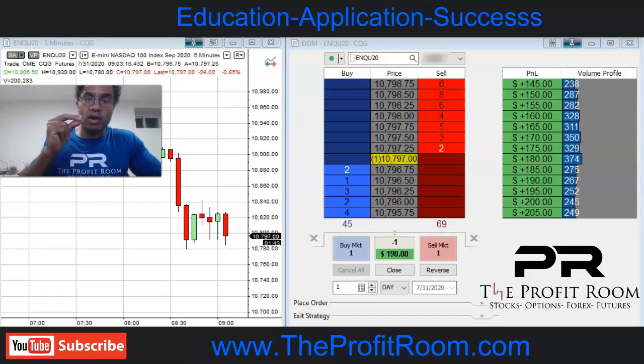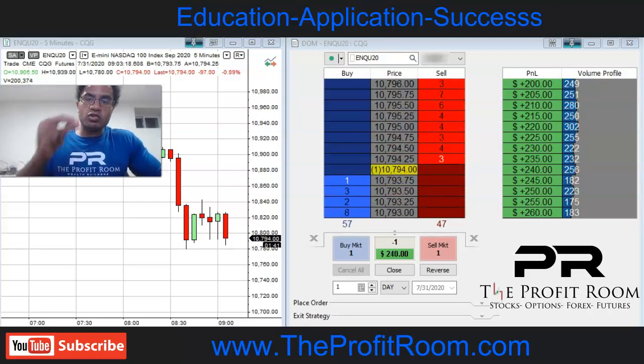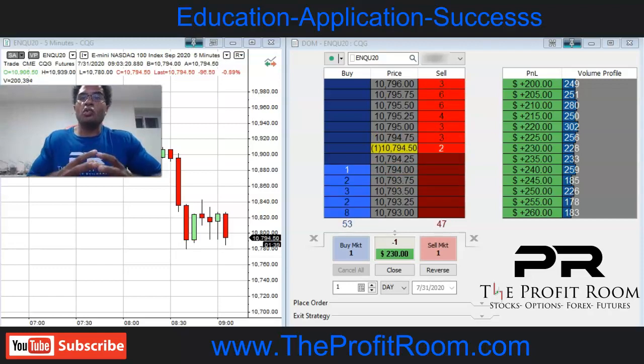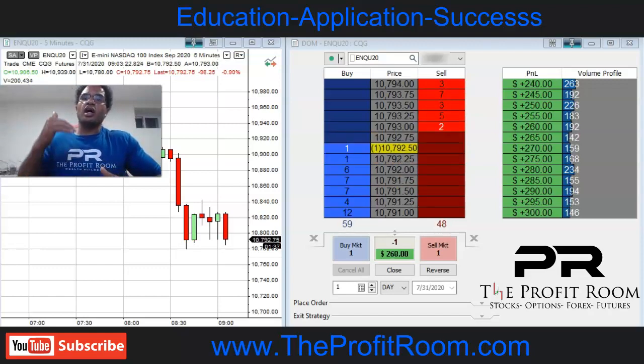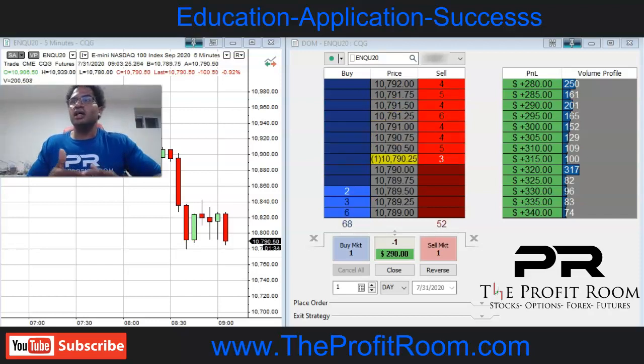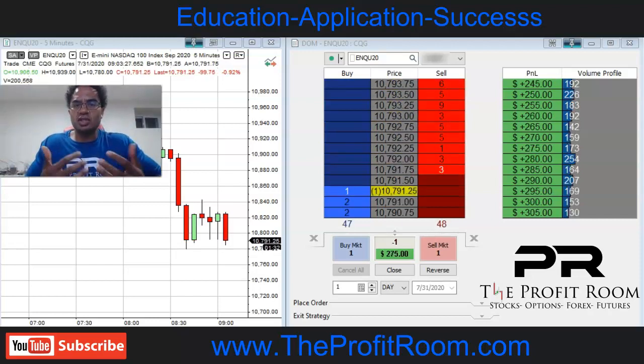Risk management is the priority before any trade that we enter in. We need to know what we're willing to lose, and we know what we want to make out of the trade. So this trade actually worked out. This was a great trade.